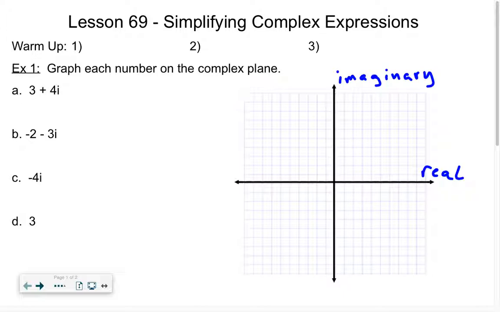Because again, we'd like to be able to graph these. If we start with part A, 3 plus 4i, 3 is the real, 4 is the imaginary. So the concept is still the same. 3 is positive, so 3 units to the right. And then the 4 is the imaginary, so up 4. There's point A. Negative 2, negative 3i, if we plot that one. Negative 2 to the left, down 3.